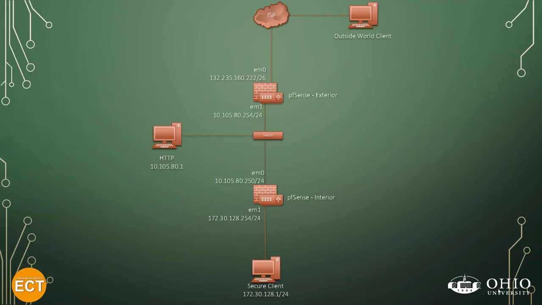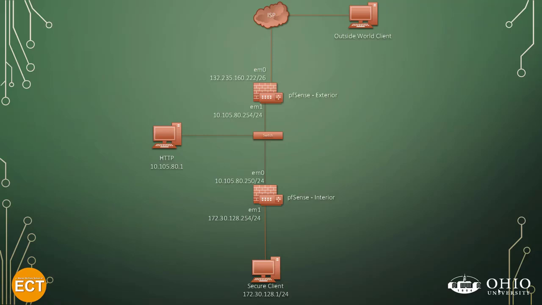So what we're seeing here is a layered security model, right? I've got two pfSenses that work in concert to allow the outside world client into the DMZ to the web server, but we'll use the second interior one to block anything from getting into the secure client network, which is what we don't want.